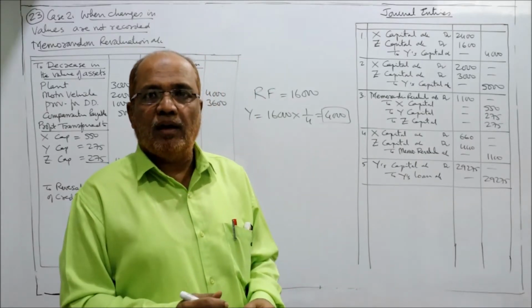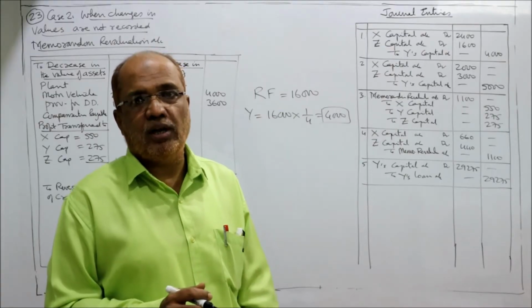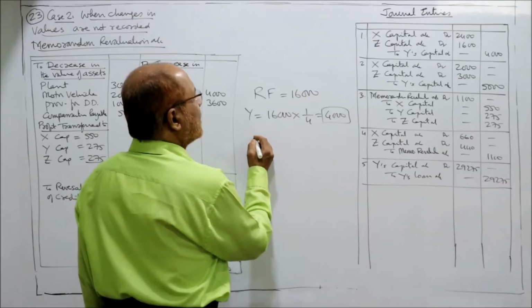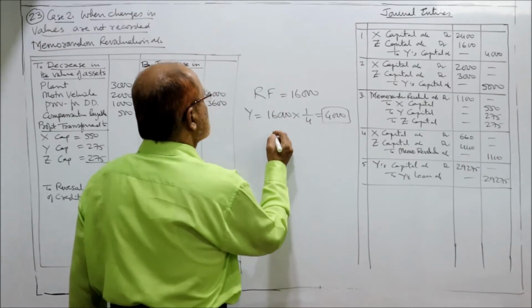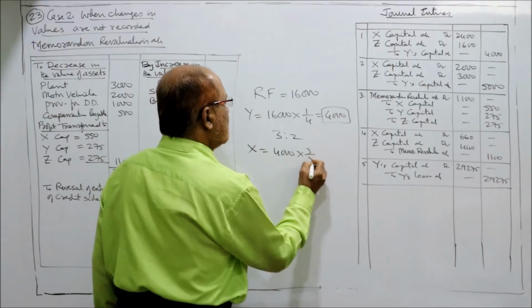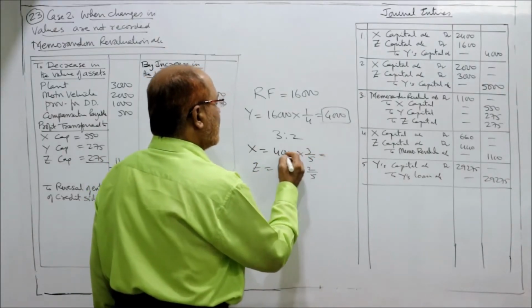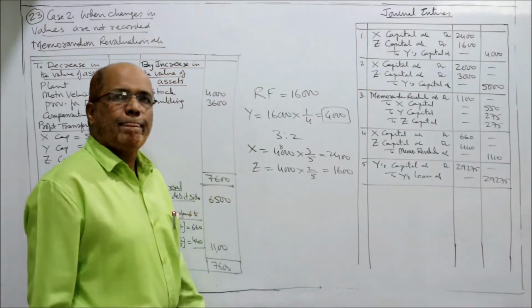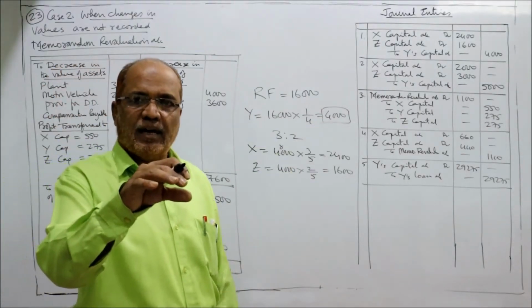Now who will bear this? X and Z. In which ratio? They must share in the new profit sharing ratio. How much is the new profit sharing ratio? It is 3 by 5, 2 by 5, yes, 3 is to 2. So X is equal to 4,000 into 3 by 5, and Z is equal to 4,000 into 2 by 5. That is 2,400 and 1,600. So we credit Y with 4,000.